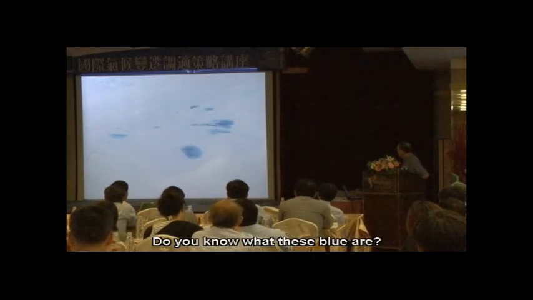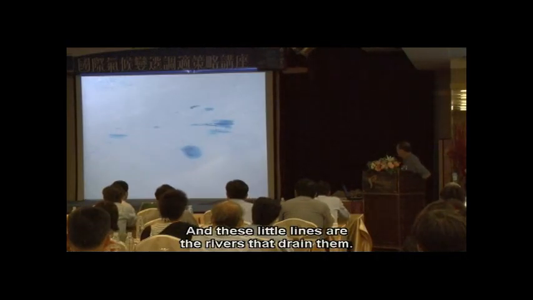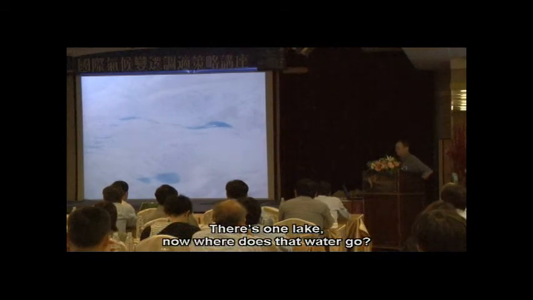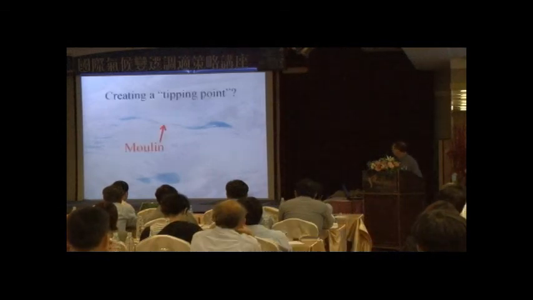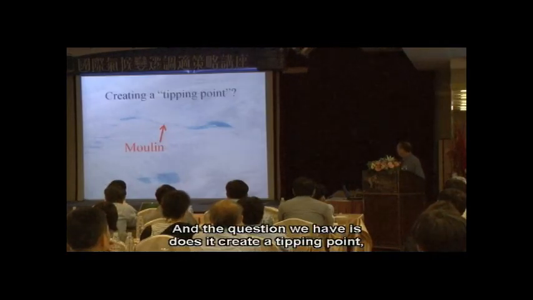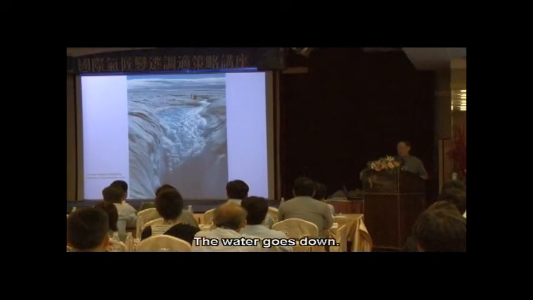Do you know what these blue are? Those are big meltwater lakes up there on the ice sheet. And these little lines are the rivers that drain them. They're really quite spectacular. Here's one lake. Now where does that water go? It's a moulin. That's the word for it. And the question we have is, does it create a tipping point, which I'll explain. The water goes down.